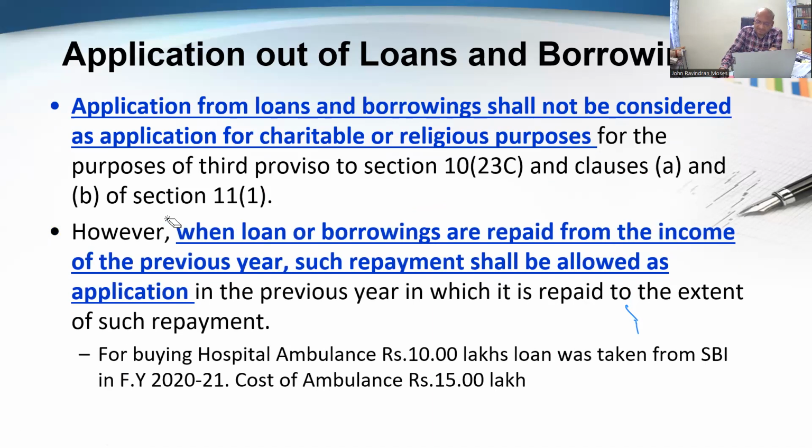So any application out of borrowing is not allowed as application, but when the loan is repaid, it must be out of the income of the previous year, the current year's income. If you are repaying out of the earlier year's accumulation, it will not be allowed as application, because I've been explaining right from the beginning that each year is considered as an independent basket. Out of each year's income, what you're applying, only that will be counted. So anything you're repaying out of an earlier year will not be allowed as application to you.